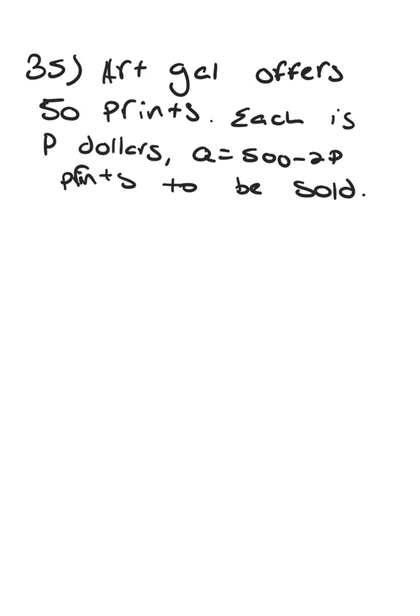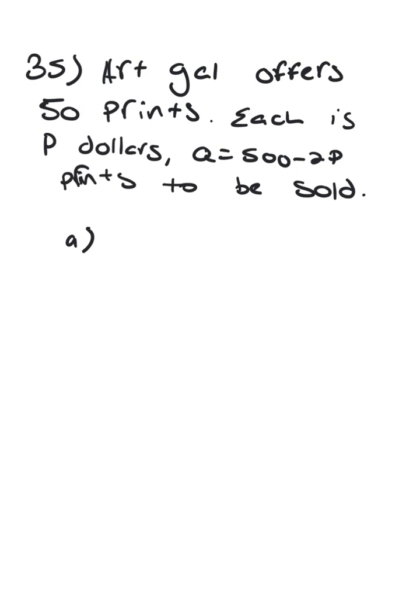Alright, here we are in the second question, number 35. An art gallery offers 50 prints, each is P dollars. Q equals 500 minus 2P prints to be sold. So the first question asks, what limitations are there on the possible range of the price P? In order to find the limitations, we know that the price P must be a positive number, and it should also ensure that the number of prints sold, Q, is not negative.